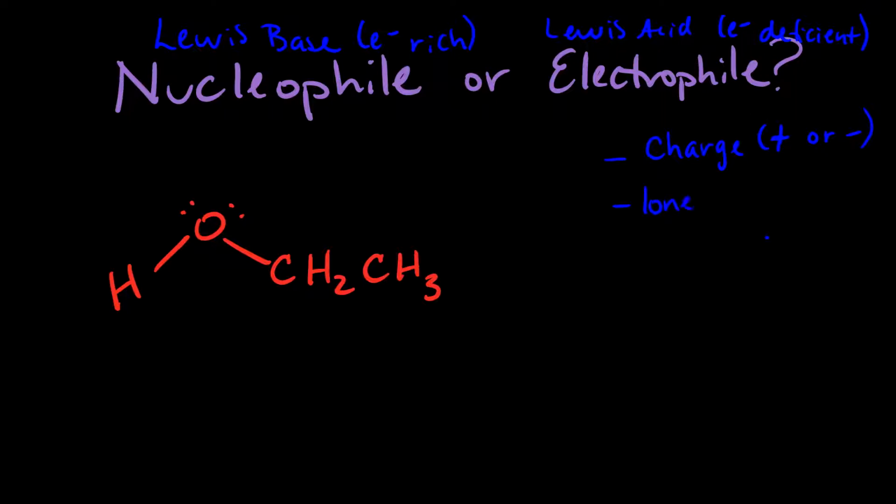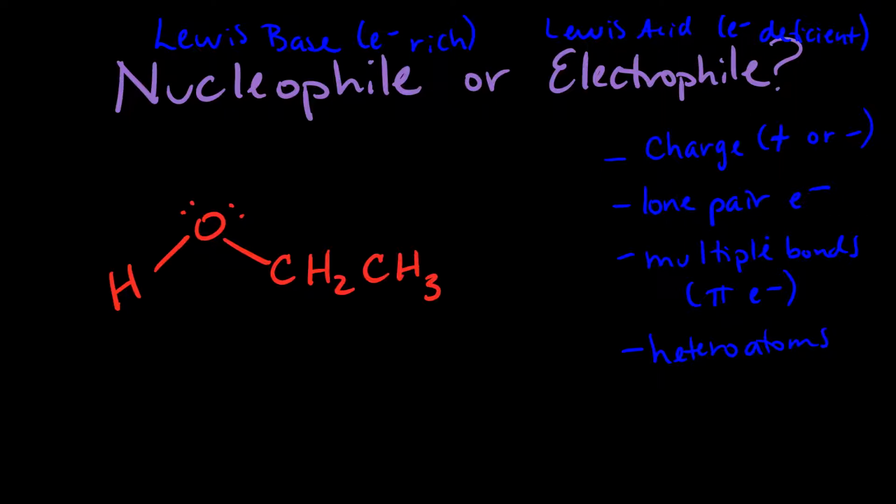Lone pair electrons, multiple bonds, so pi electrons, and what we call heteroatoms. So these are atoms other than carbon and hydrogen. So these are other than C or H, because what we're really looking for are bond dipoles.